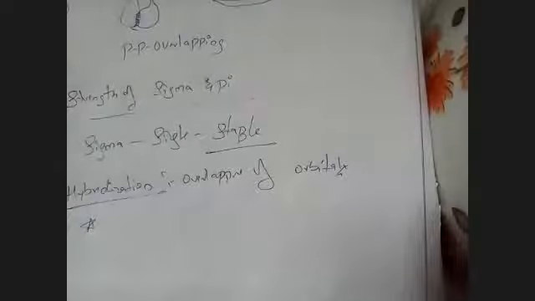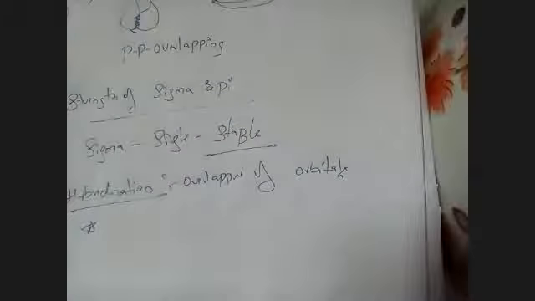Overlapping of orbitals. So this hybridization will give you the salient features. Stronger sigma bond. Sigma bond is stronger because the overlapping is complete.